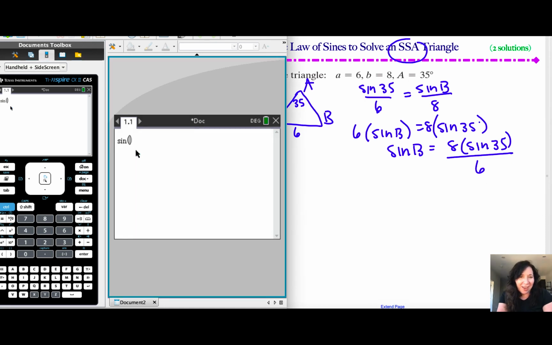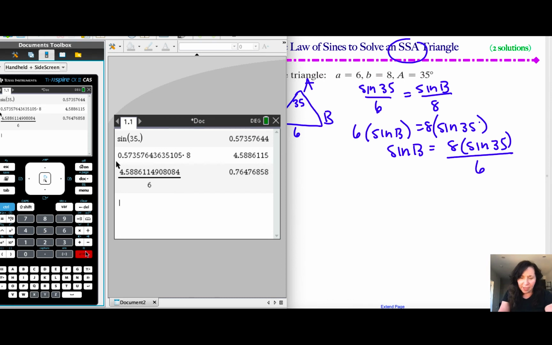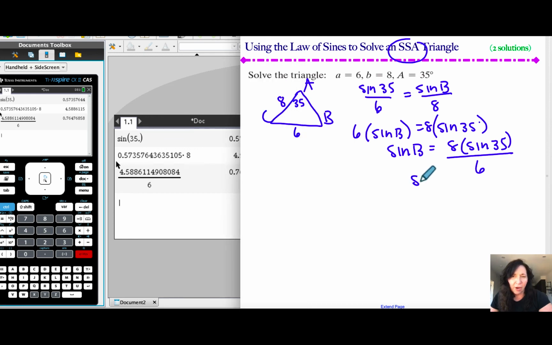Sorry. Sine of 35. Okay, and enter. And I'm going to multiply by 8 and enter. And then I'm going to divide by 6 and enter. So I get 0.7648. So what that tells me is that sine of angle B is about 0.7648. Okay, so definitely within our range of 1 and -1.